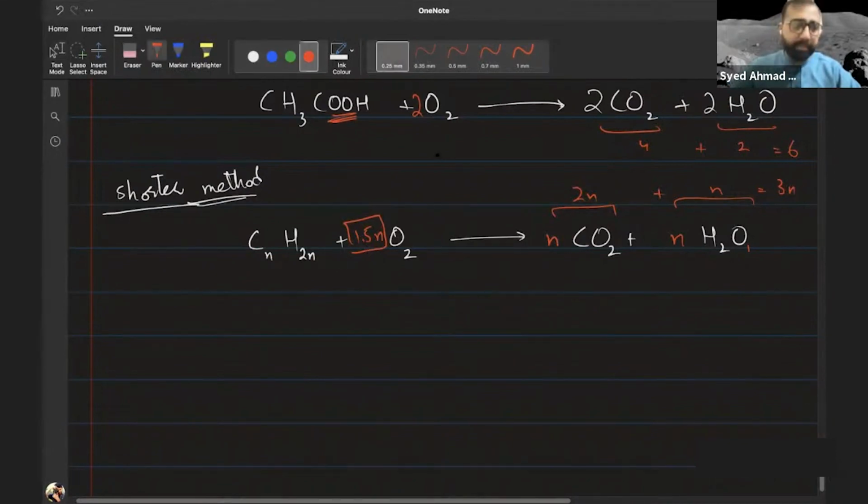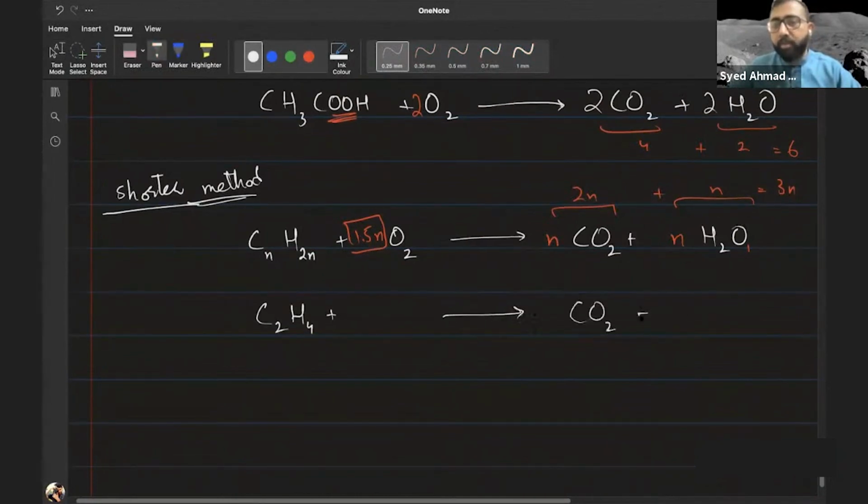Let me try this. Let's see if it works. C2H4 है, मैंने बर्न करना है इसको, and this time I'm not going to balance it proper तरीके से. I'm just going to be like, अच्छा 1.5 times 2 is 3, 3. Let me try to balance it now. और 3 आना चाहिए. Let's see. 2 कार्बन डाइऑक्साइड बनेंगे, 2 वाटर बनेंगे.